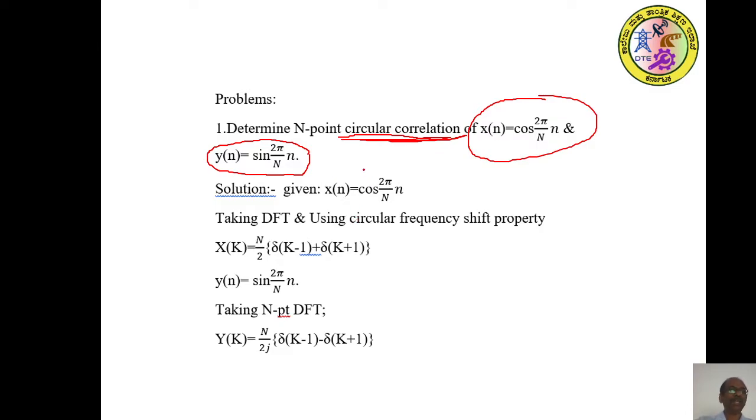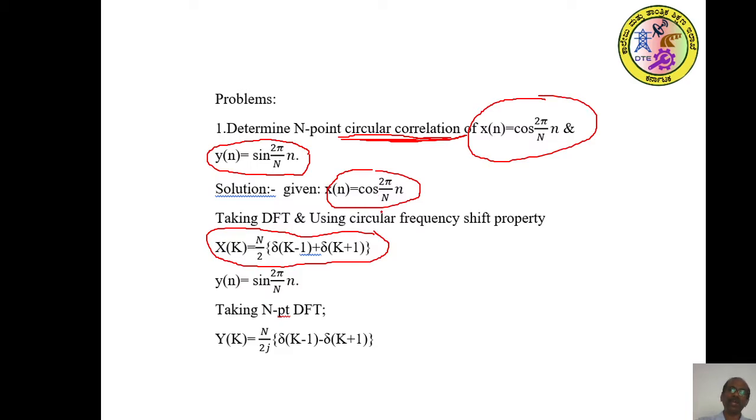Next, first let us start with given x of n is equal to cos 2 pi by N into small n. Let us apply DFT on both sides. We have a standard formula for cos theta. I have taught in my previous sessions. It is N by 2 into delta k minus 1 plus delta k plus 1. You can remember directly, or you can derive that using the circular frequency shift property.